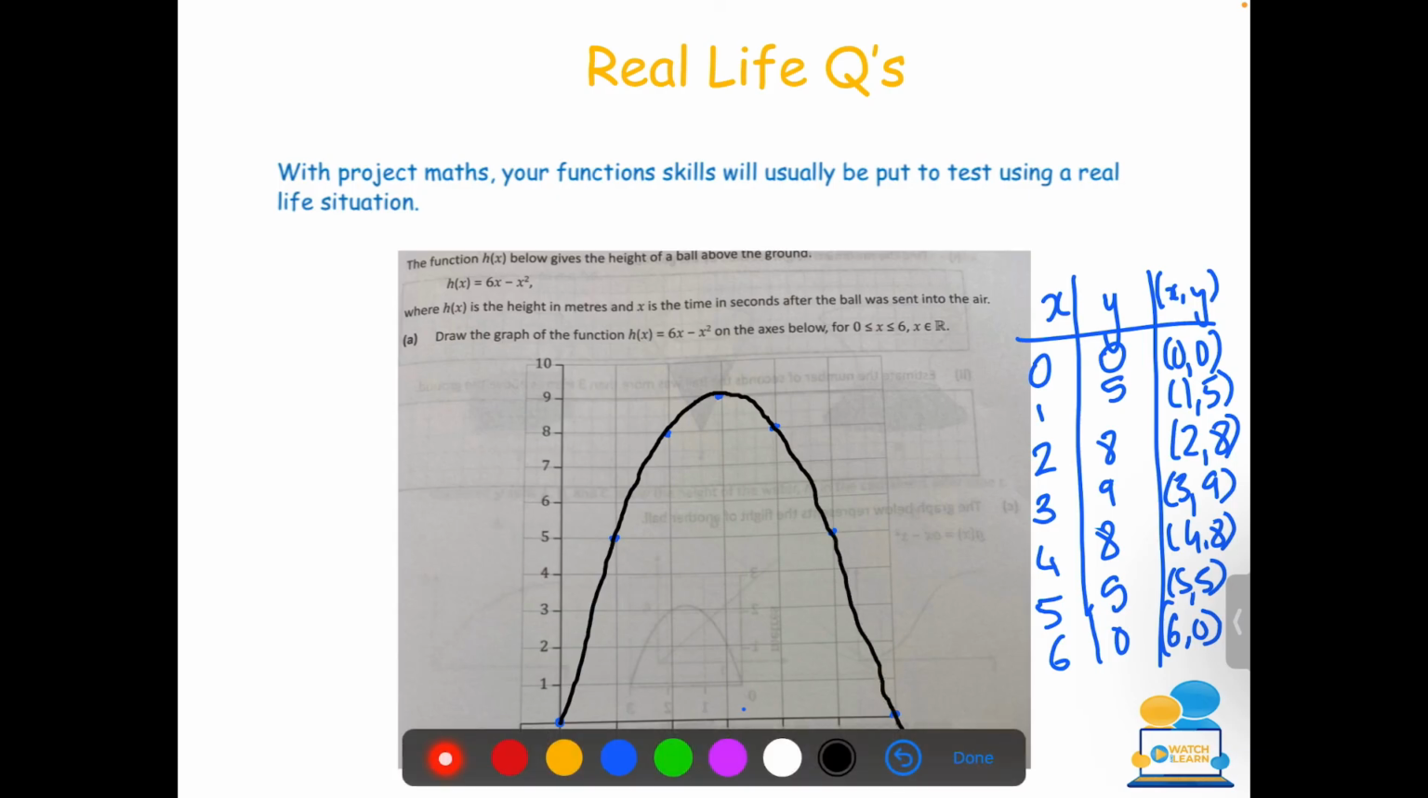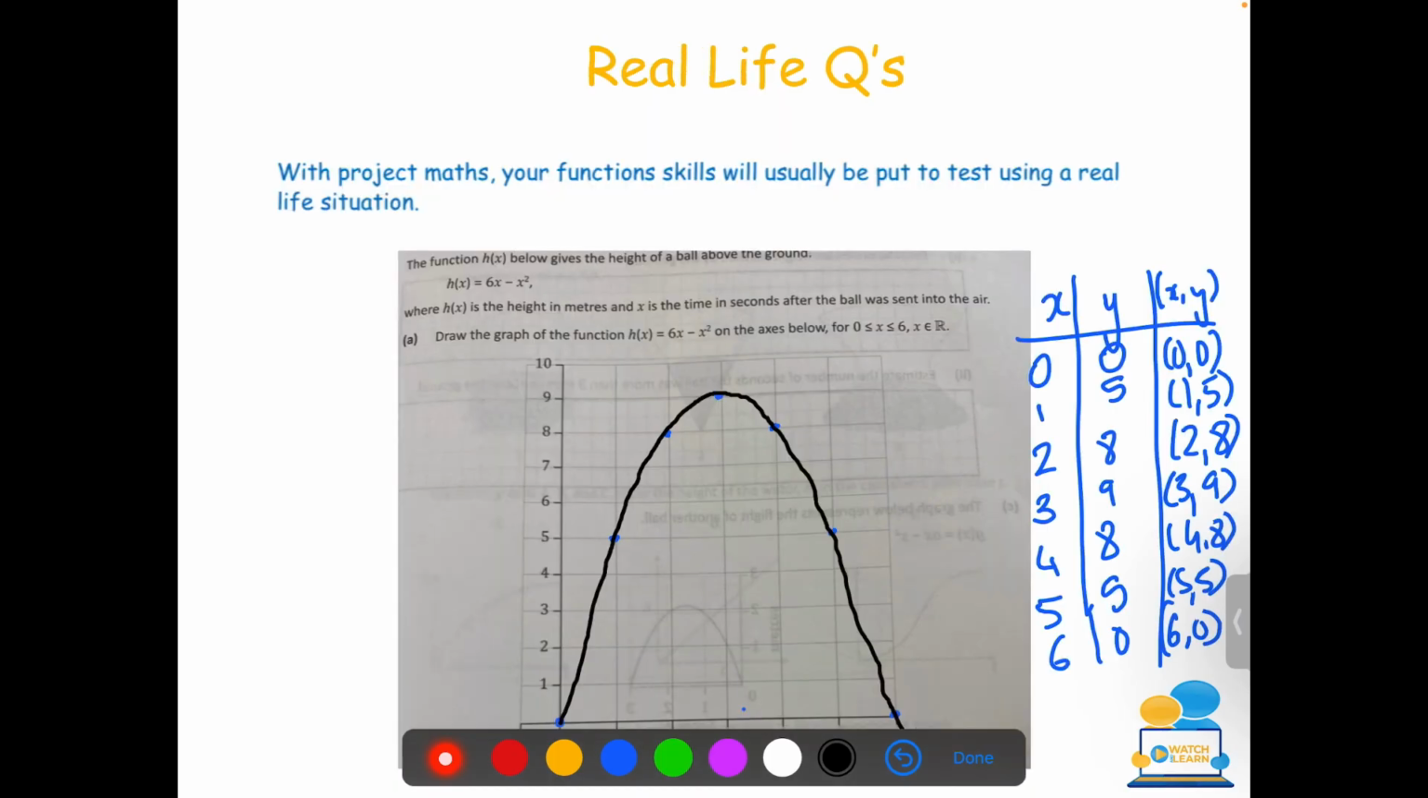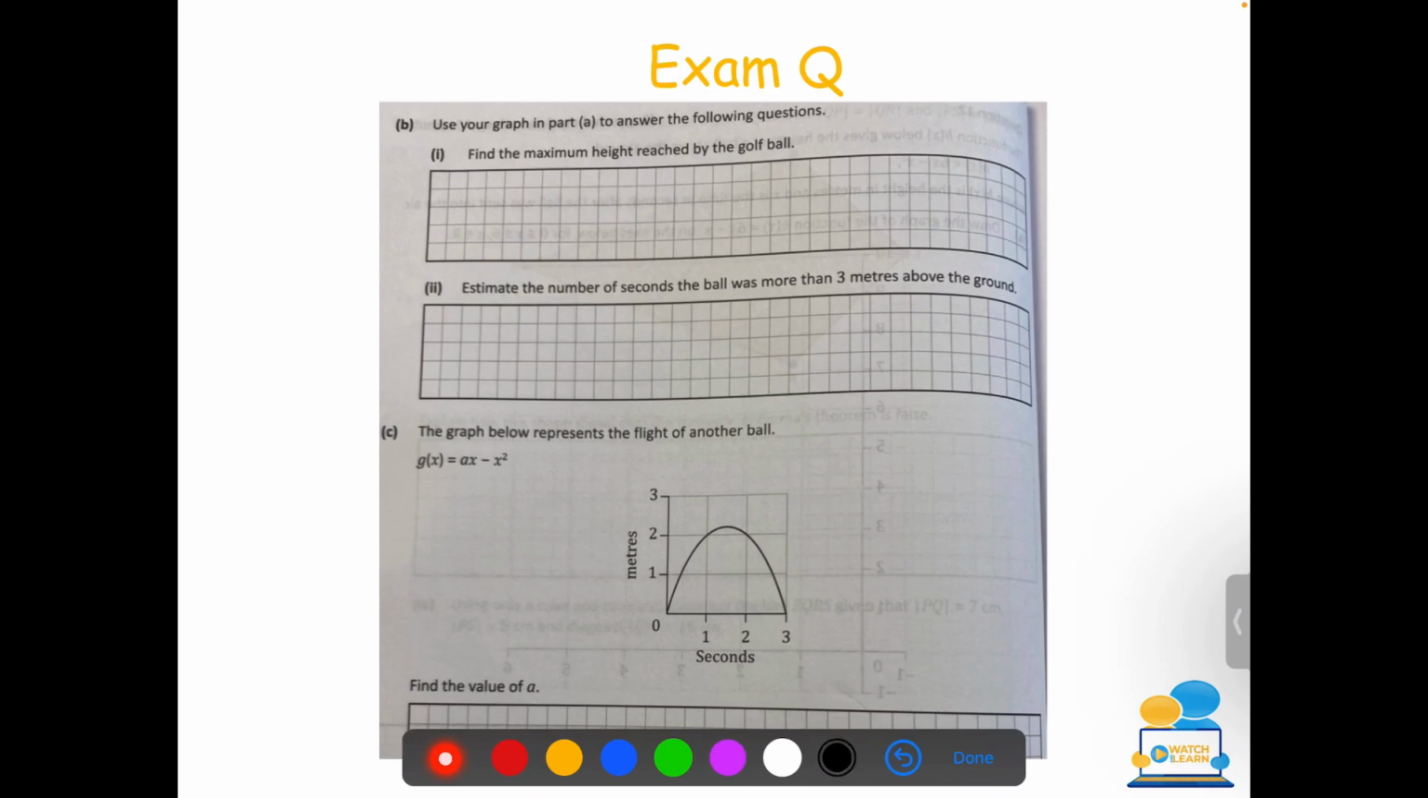Hopefully yours will be a bit smoother than mine writing on the iPad, so that we can read off it later. Okay, let's look at the questions they ask with regard to this graph. It says, use your graph from A to answer the following questions. Part 1, find the maximum height reached by the golf ball. Well, we know that this maps the height of the ball. So the maximum height here, well, we were lucky, it was actually one of the points they gave us. So our maximum height here is where y is equal to 9.